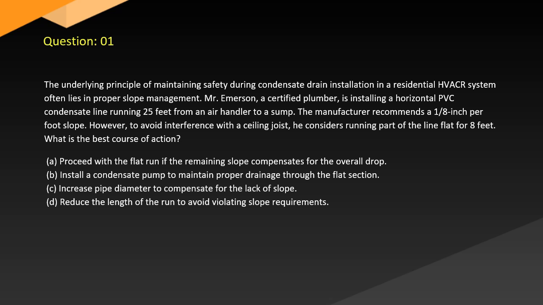The manufacturer recommends a 1/8 inch per foot slope. However, to avoid interference with a ceiling joist, he considers running part of the line flat for 8 feet. What is the best course of action?